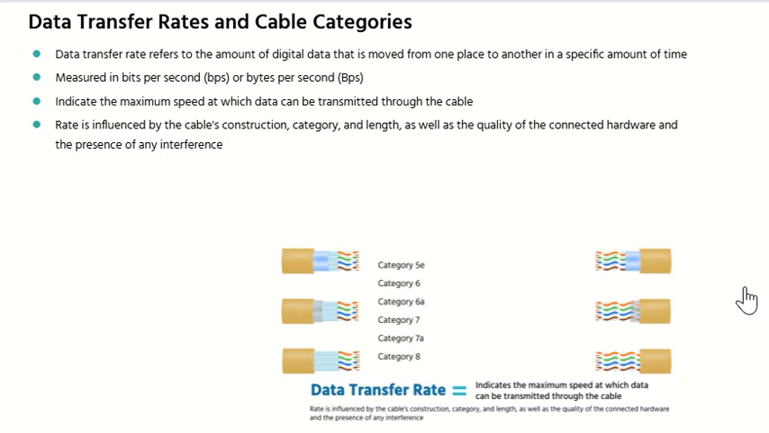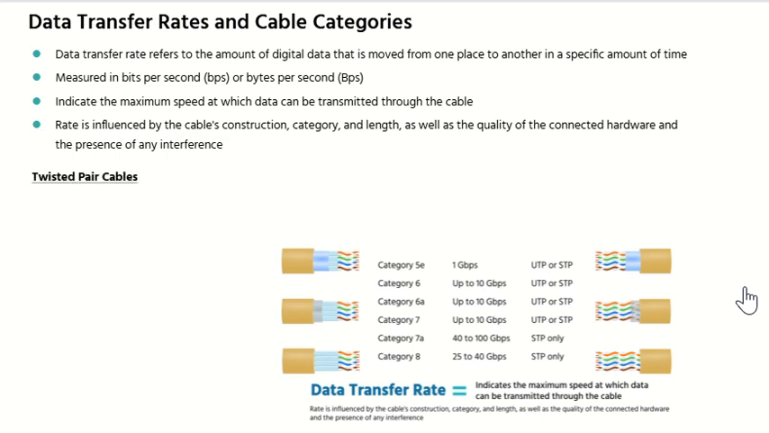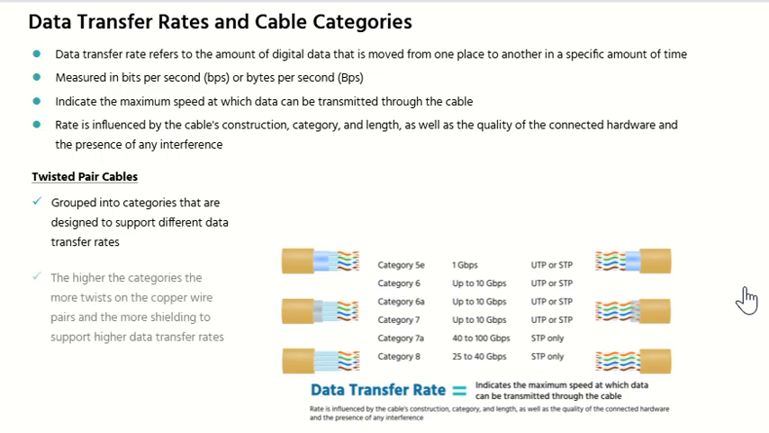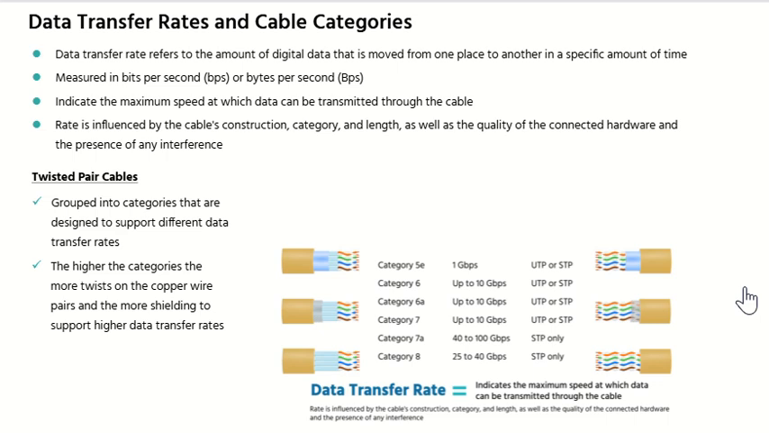Twisted pair cables are grouped into categories that are designed to support different data transfer rates. The higher the category, the more twists on the copper wire pairs and the more shielding to support higher data transfer rates. This makes the higher category cable more expensive than those of lower categories. For best performance, twisted pair cables should not exceed 100 meters in length. Click Next to continue.